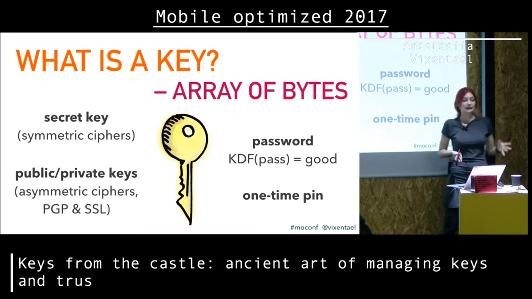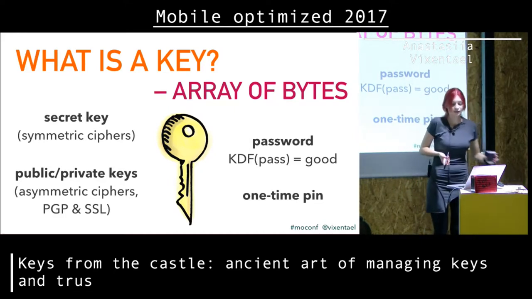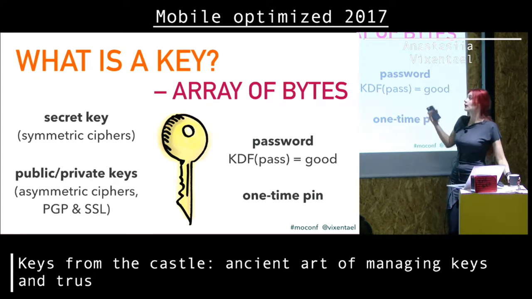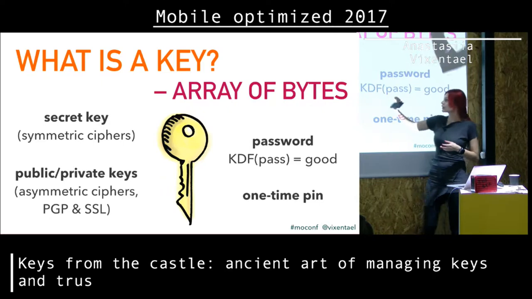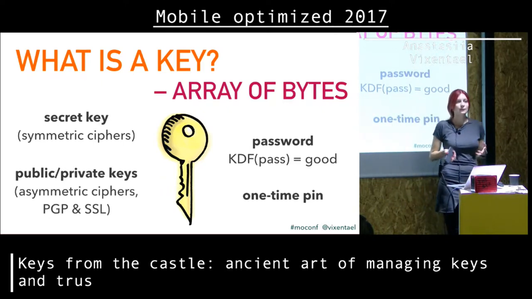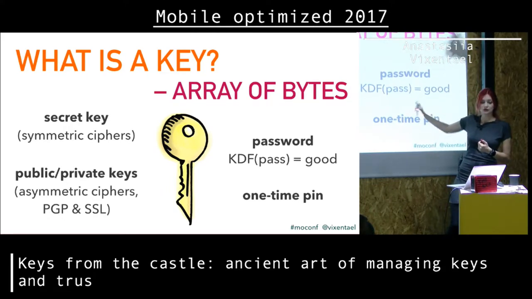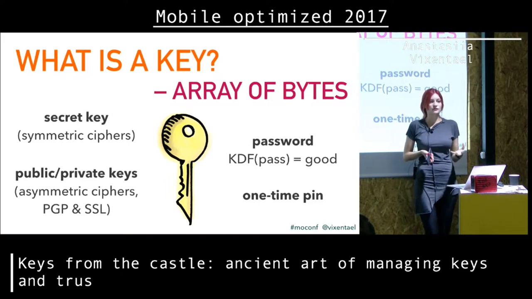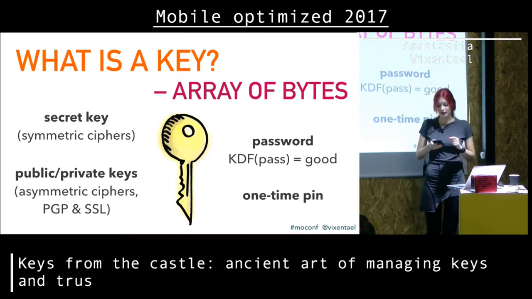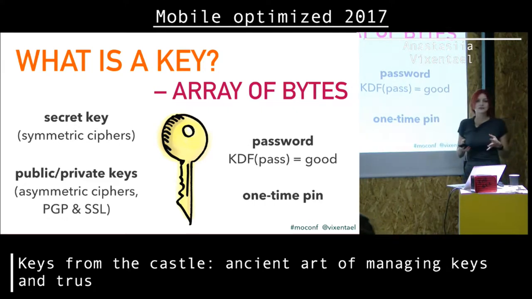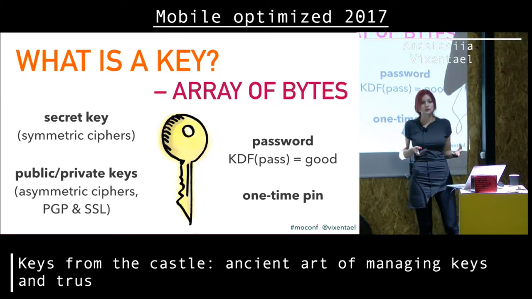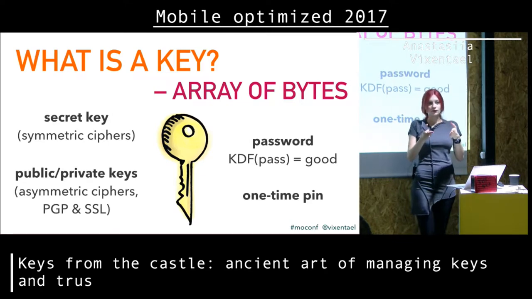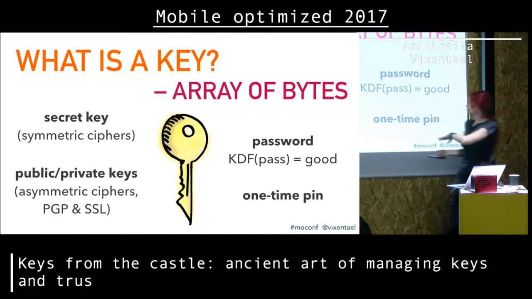Well, okay, what is a key? A key actually is an array of bytes. It's easy. But depending on the process, there are different kinds of keys. For example, we use secret keys for symmetric ciphers. We use a public and private key pair for asymmetric ciphers. There are also passwords. Passwords are strings that you can remember, but they are poor keys. By the way, we can use a key derivation function, KDF, to improve passwords, but we will talk about it a little bit later. And of course, there is a one-time PIN. It's something short that you receive, for example, when you're doing authorization via your bank account, right? A small thing that you get in SMS. We won't talk a lot about one-time PIN, but we will talk about symmetric and asymmetric keys and about passwords.